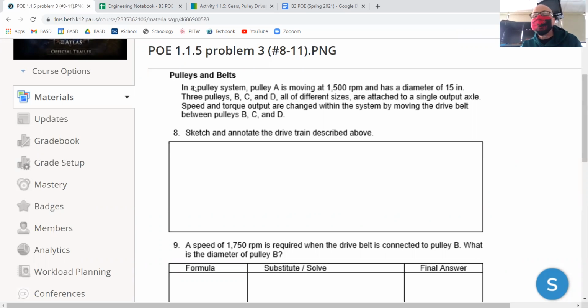In a pulley system, pulley A is moving at 1,500 RPM, revolutions per minute, and has a diameter of 15 inches. 3 pulleys, B, C, and D, all different sizes, are attached to a single output axle. Speed and torque output are changed within the system by moving the drive belt between pulleys B, C, and D.